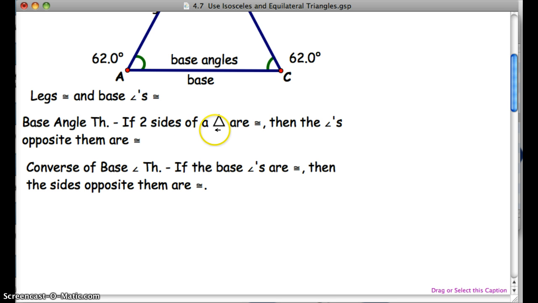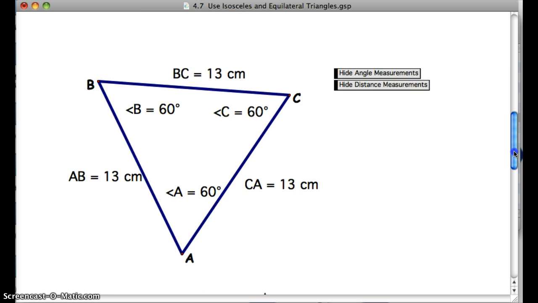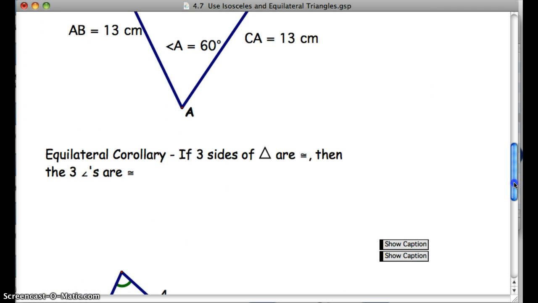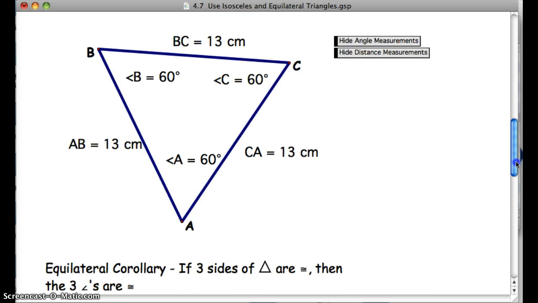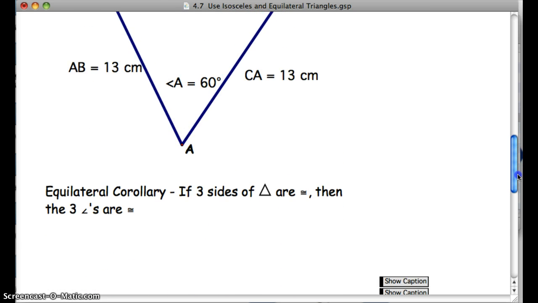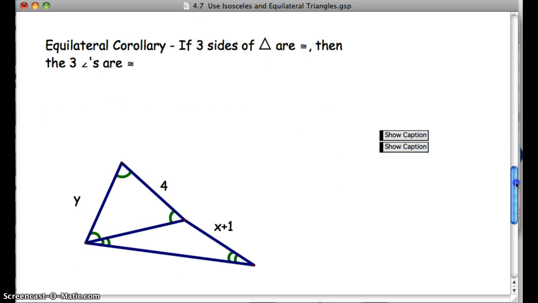Not much different than what we saw back up here. If two sides are congruent, then the angles opposite of them are congruent. Since we know that from the base angle theorem, we'll add this equilateral corollary, just extending on that base angle theorem and saying, if three sides of a triangle are congruent, then three angles are congruent as well. Pretty simple. All right, moving on.